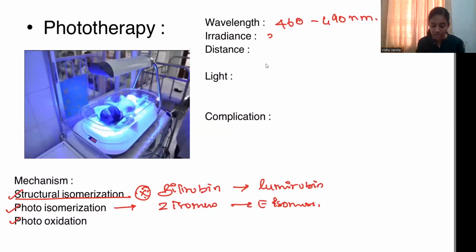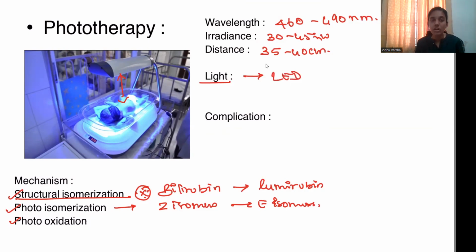Yes. The wavelength that is being used here is 460 to 490 nanometer. Irradiance is between 30 to 45 nanowatts. And the distance between your phototherapy and the child should be between 35 to 40 centimeter. And the light that you are using here is your LED light, or you can use compact fluorescent light, but LED will be more efficacious compared to CFL light.